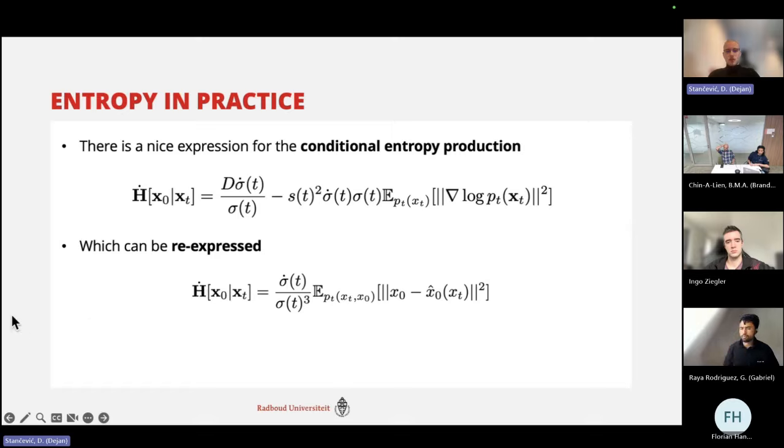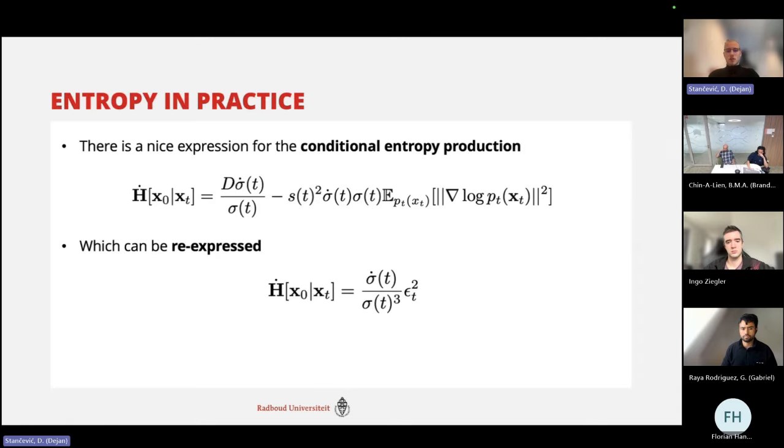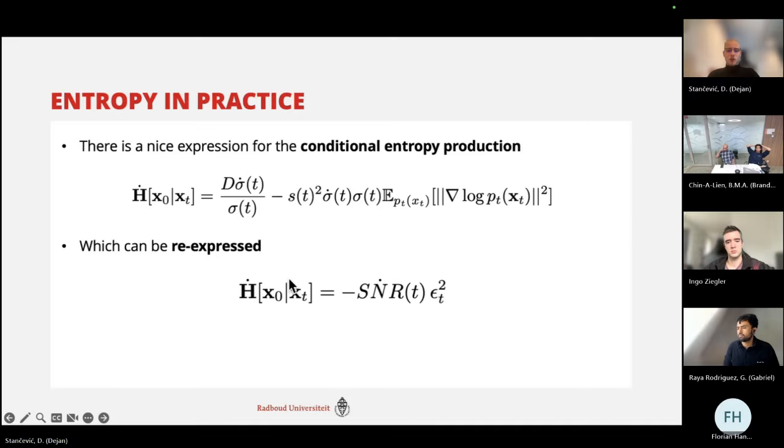On the left hand side, we have conditional entropy production. On the right hand side, we have this weird looking factor, and then the mean squared error, which in our paper we denote by epsilon t squared. But then there's still this weird factor that might seem like, what is it doing here? It turns out that this factor is just the minus time derivative of the signal to noise ratio. And actually this result is known in the information theory literature as the I-MMSE, or mutual information mean squared error, result.